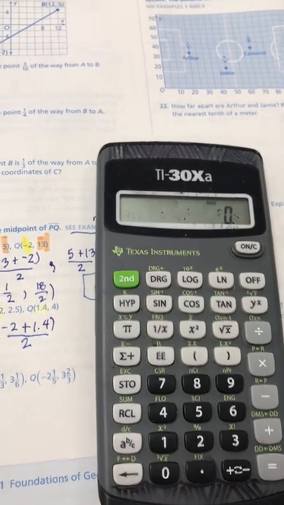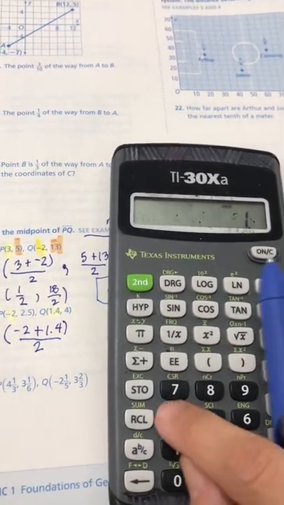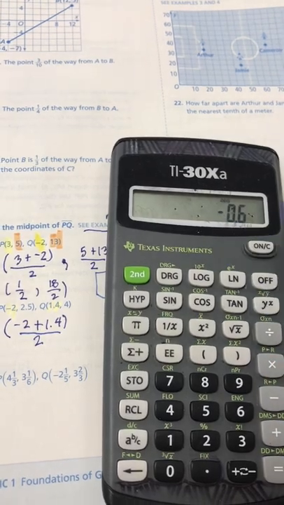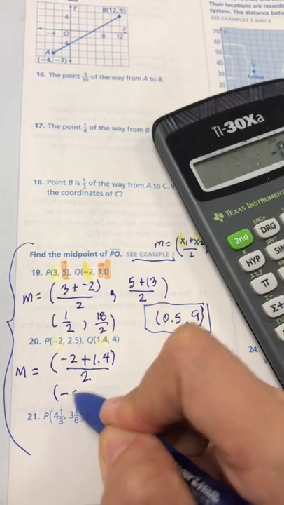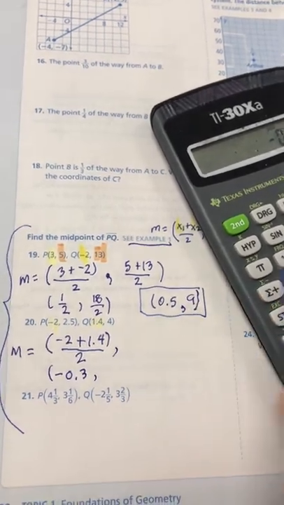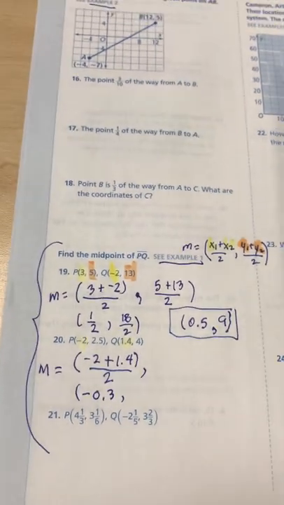Oops, I hit a 3. So I'm going to start over. -2 plus 1.4 is -0.6. I'm going to divide by 2. Okay, -0.3. Beautiful. Now I'm going to do it with my y values.